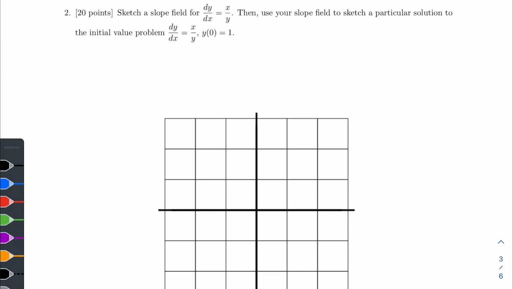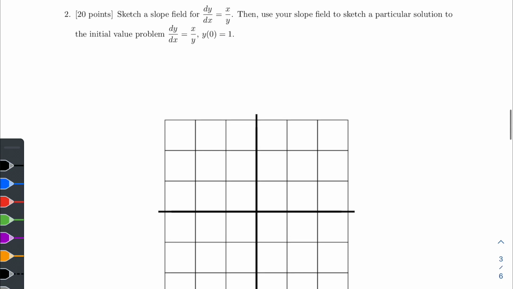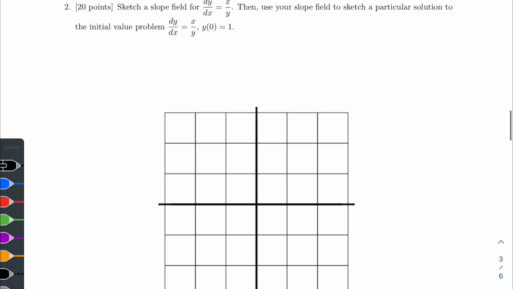All right, slope field, dy dx is equal to x over y. Then use your slope field to sketch a particular solution to the IVP dy dx equals x over y, and y of 0 is equal to 1. Okay, this is fine. So let's sketch the slope field first. So dy dx is equal to x over y.